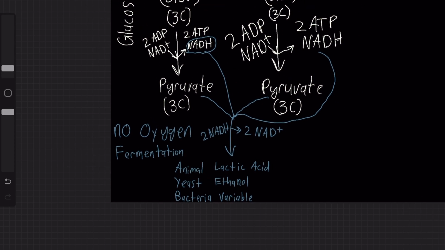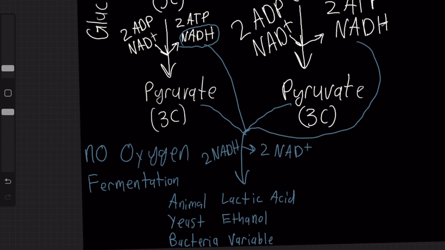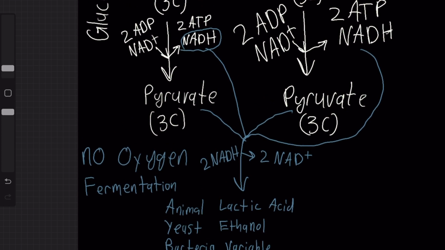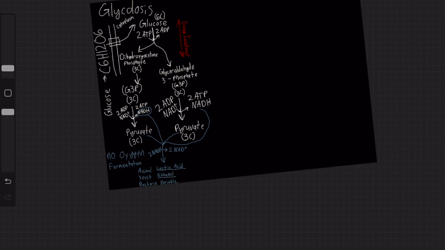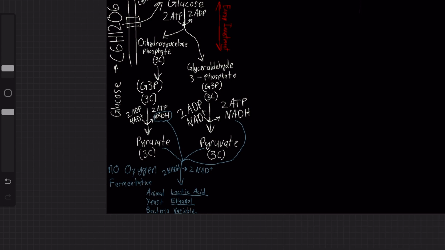And that's fermentation. That's all you need to know for fermentation. Fermentation is taking pyruvate, adding an electron to them, which is reducing them. And for an animal cell, it would be lactic acid as your product. For yeast cell, it would be ethanol, which is your product. And for bacteria, it would be variable. And that is it for fermentation.